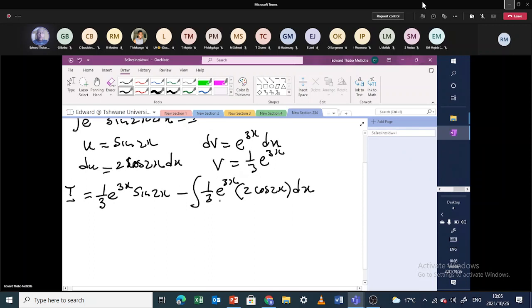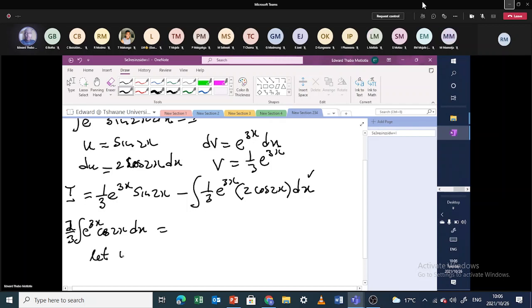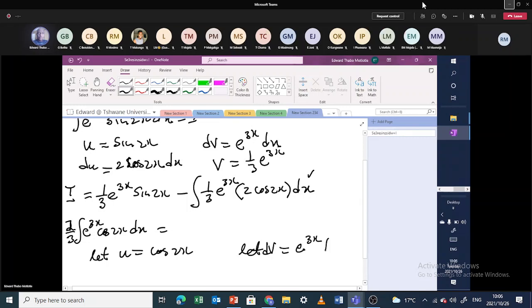Now you can clearly see that this part here also needs integration by parts. So we are going to integrate it again. Let's write it as 1 over 3, the integral of e to the power 3x, there's a 2 here, cos 2x dx. So I'll just write the constant outside here. So we let u equal cos 2x, and then we let dv equal e to the power 3x dx.